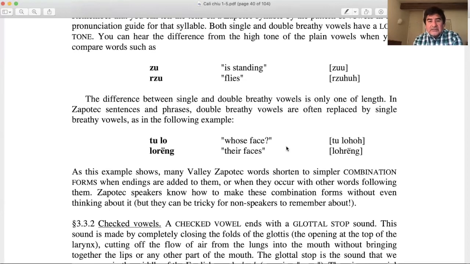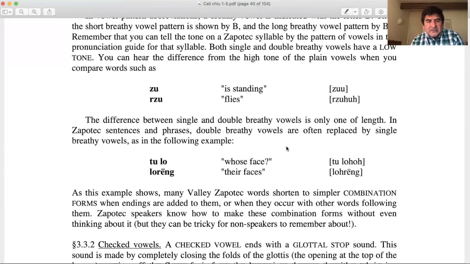And then on the next example, we have another comparison. The difference between single and double breathy vowels is only one length, right? So in Zapotec sentences and phrases, double breathy vowels are often replaced by single breathy vowels, as in the following example. So if we say whose face, tulo, tulo. And then if we say their faces, right? So we say loreng, loreng. So we lose the second breathy vowel there.